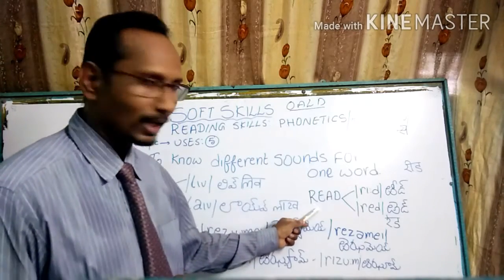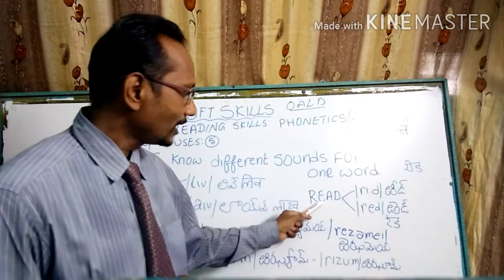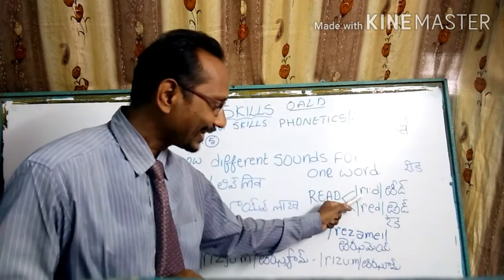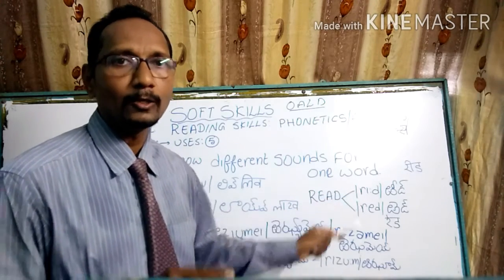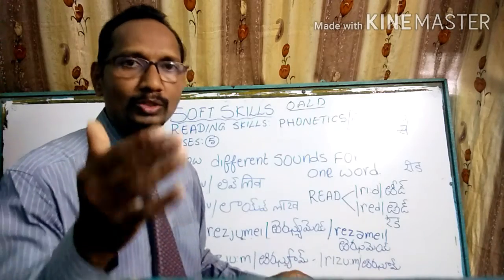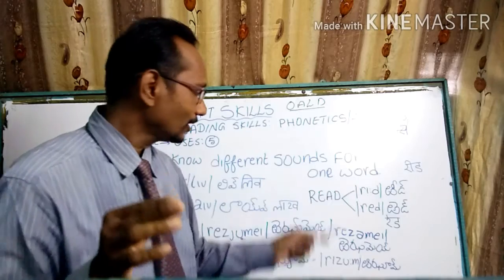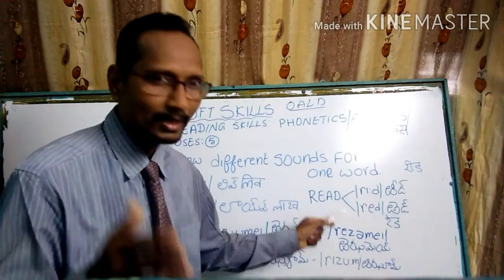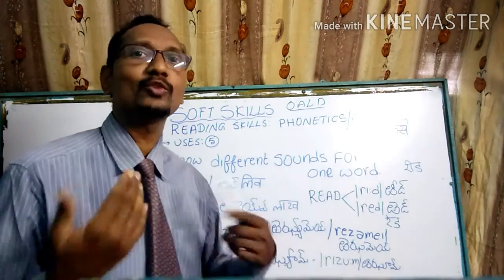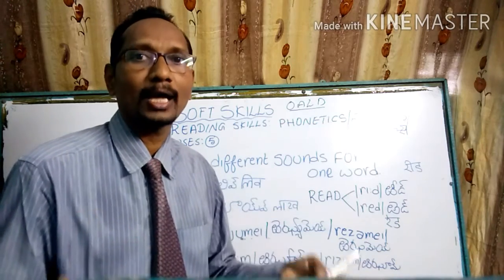Coming to this, R-E-A-D. This word is pronounced as read or read. If you want to read right now, you say the word as read. If you want to say it in the past, I read a newspaper. I read it 2 times.